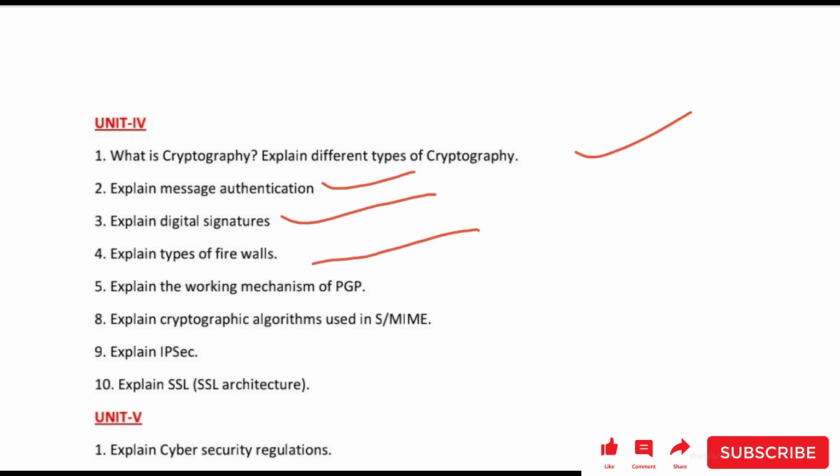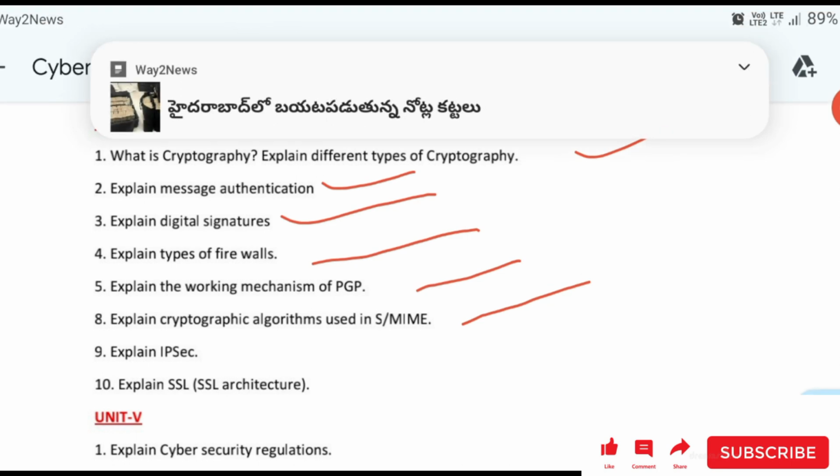Explain the working mechanism of PGP, that you need to write in the exam. And explain cryptography algorithms used in SEM-I that you need to learn. See, in this we will have algorithms that you need to use. It is the rules and regulations that you need to learn from the textbook. There is no alternative where you write on your own. There will be an algorithm, you just need to understand it and put it in the examination.